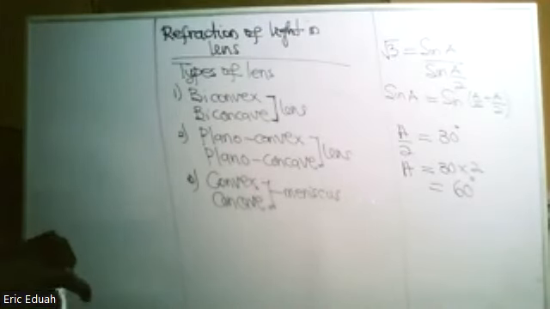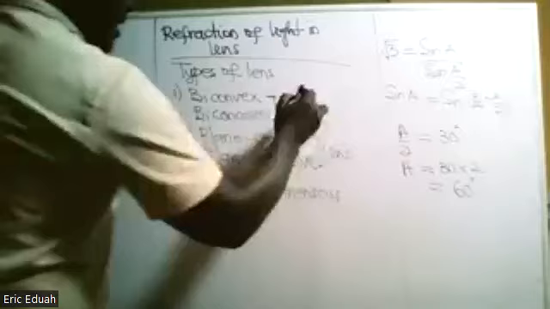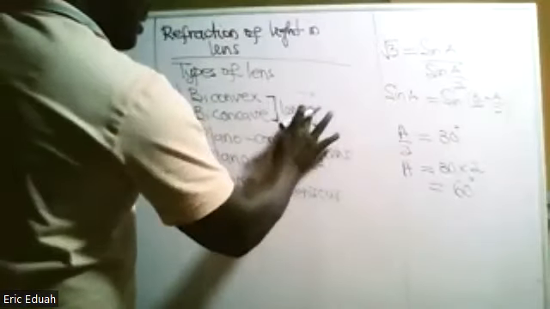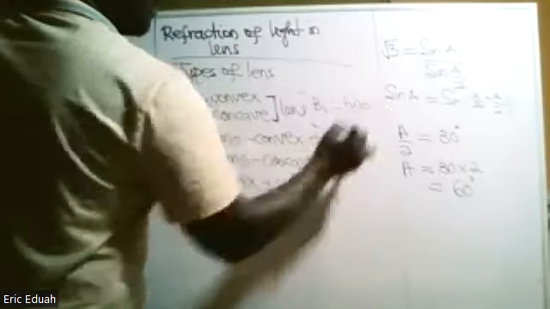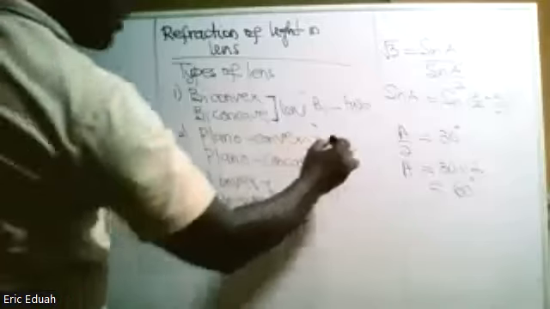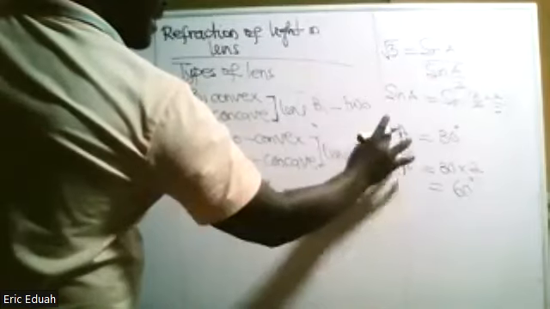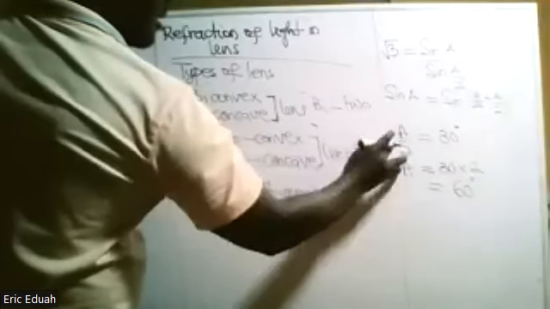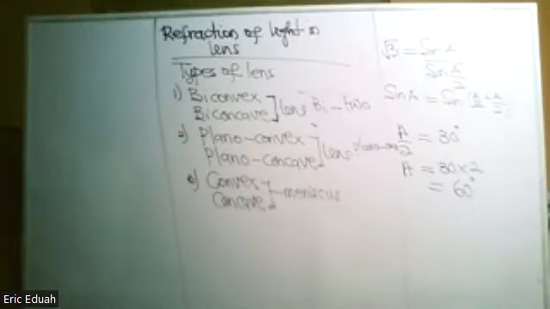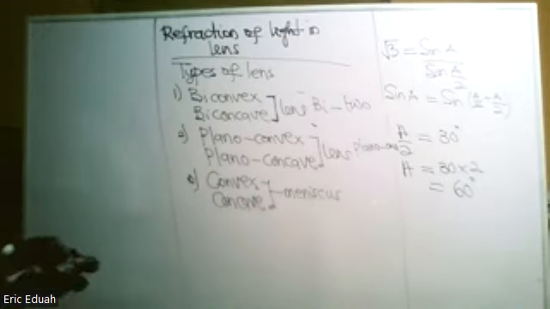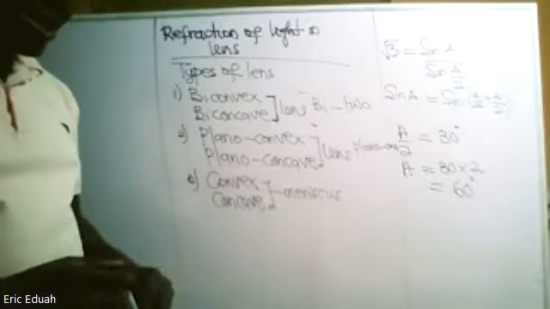If you hear bi, then it means two. The bi as used means two. If you hear plano, it applies to one. Convex, concave, meniscus. We know the meniscus of water, meniscus of mercury. So you understand.